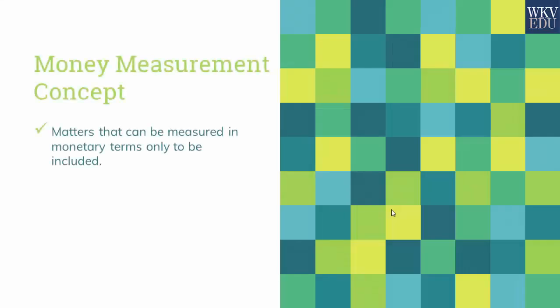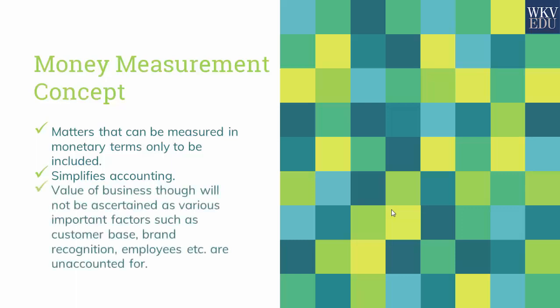Money measurement concept. The money measurement concept states that matters that can be measured in monetary terms only should be included in the financial statement. So anything that cannot be judged in a monetary manner should not be included in the accounting of your business. This is also used just to simplify accounting and make it more objective rather than subjective.